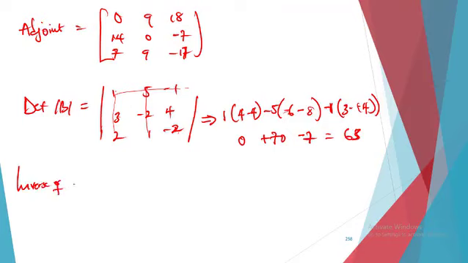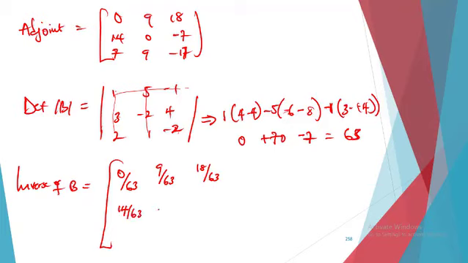So our inverse of B is then equal to adjoint over determinant. You know that already. So we have 0 over 63. We have 9 over 63, 18 over 63, 14 over 63, 0 over 63, minus 7 over 63, 7 over 63. We have 9 over 63 minus 17 over 63.